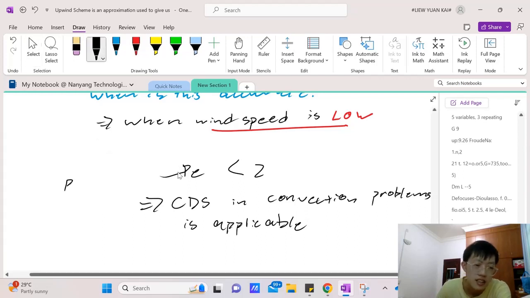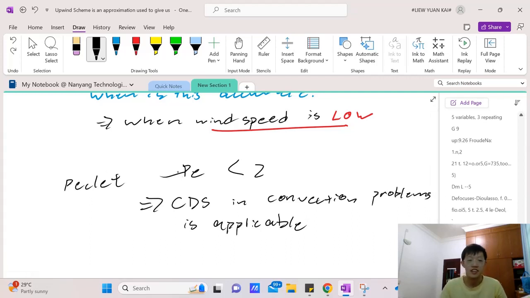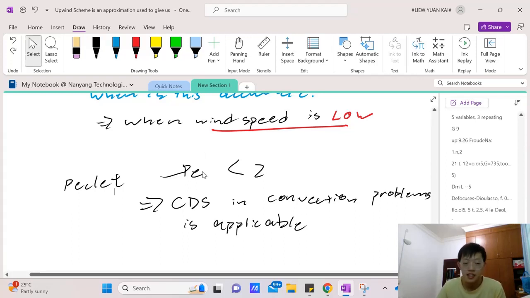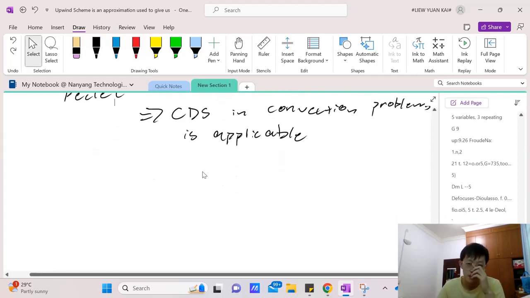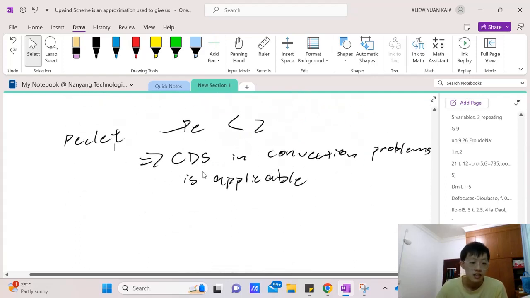This guy, I think he's a mathematician or whatever. He's a scientist. His name is Peclet. I can't remember if it's pronounced Peclet like this or Peclet like this.